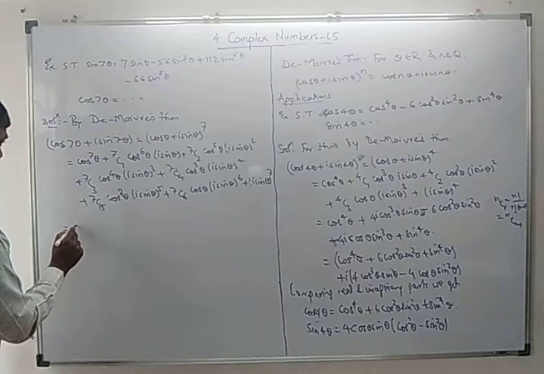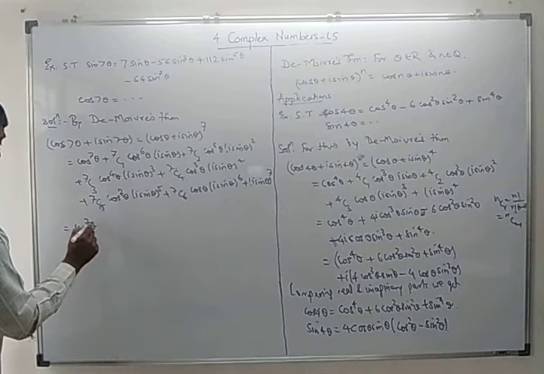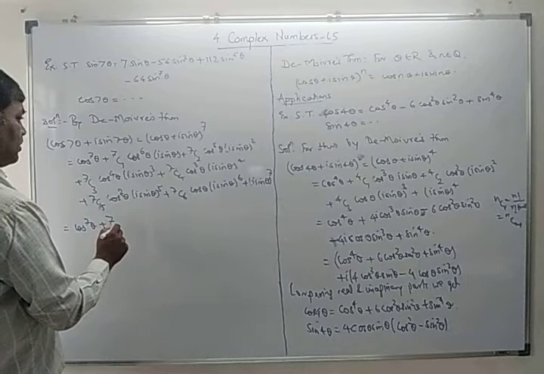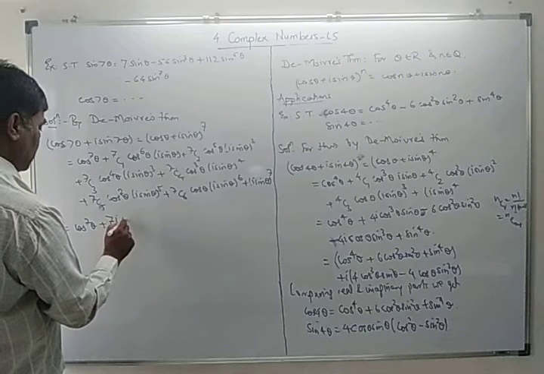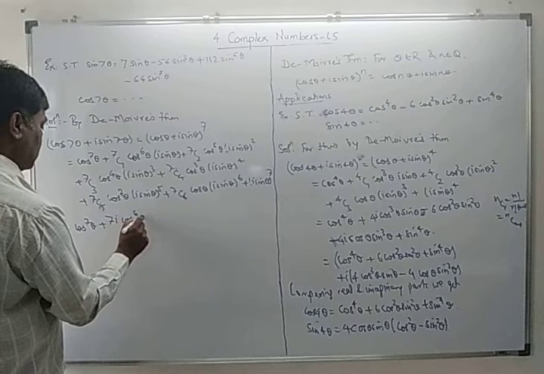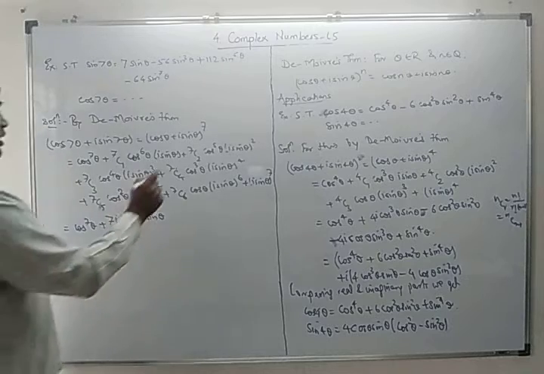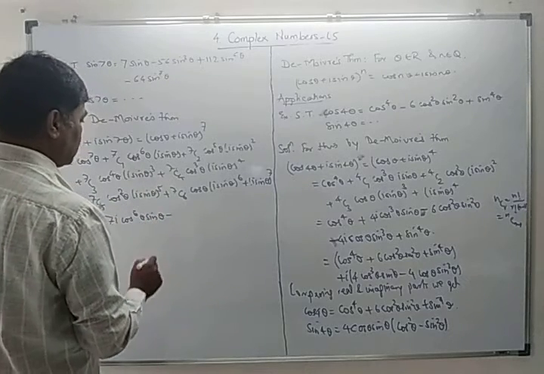So which is nothing but cos raised to 7 theta plus 7C1, which is 7, i cos raised to 6 theta sin theta, and i square is minus 1. Now what is your 7C2?